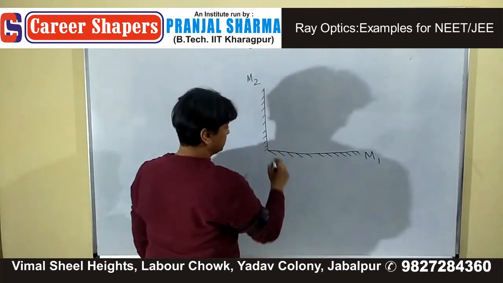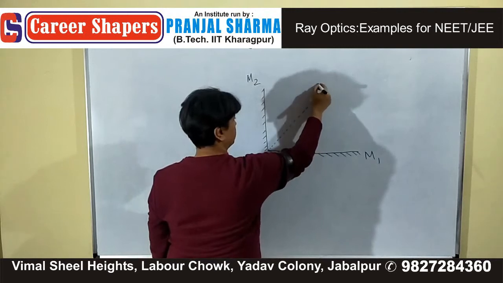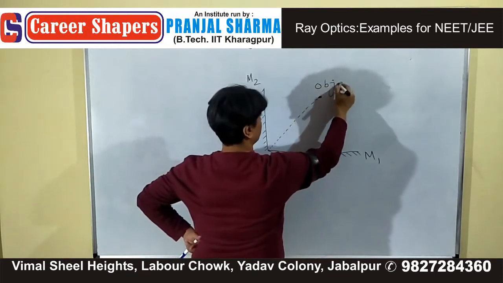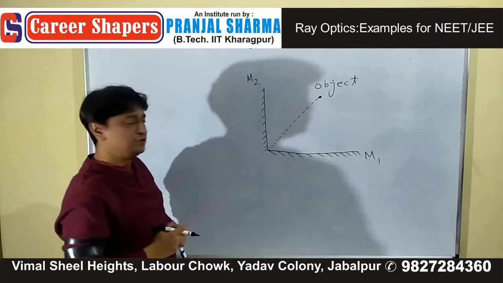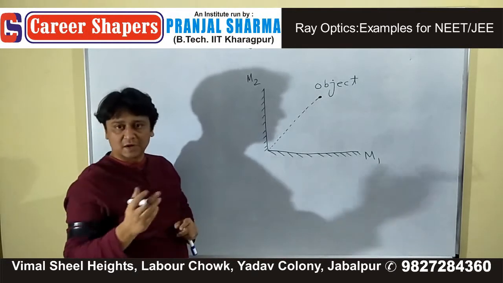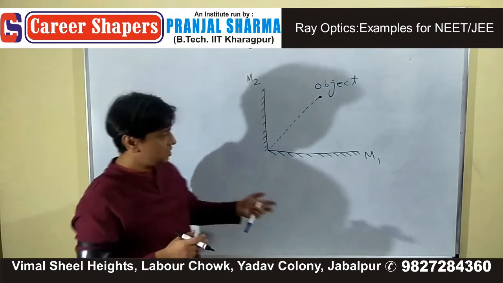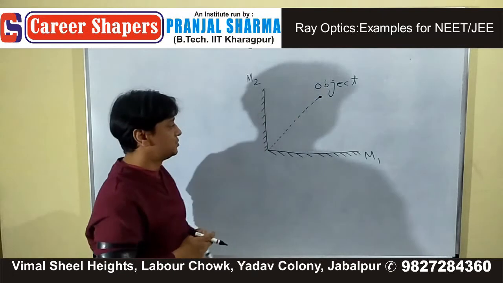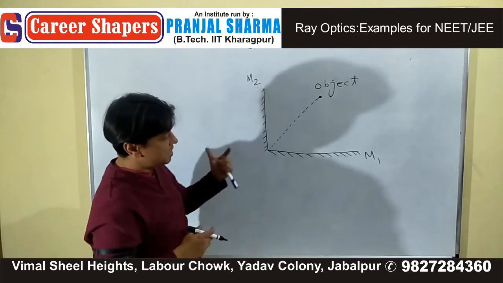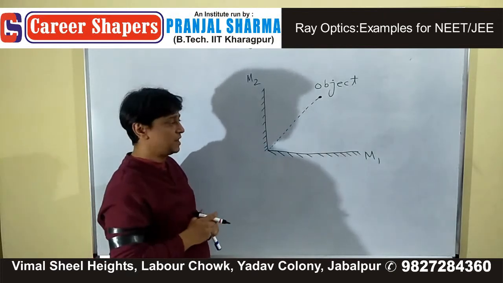An object is placed at the angle bisector. That's your object. When you say that object is at the angle bisector, it means you're talking about a symmetrical position. Object is at symmetrical position. Symmetrical means at the same distance from M1 and M2. The aim is to find the number of images formed by these two mirrors. This combination, how many images does it produce? We need to find that.